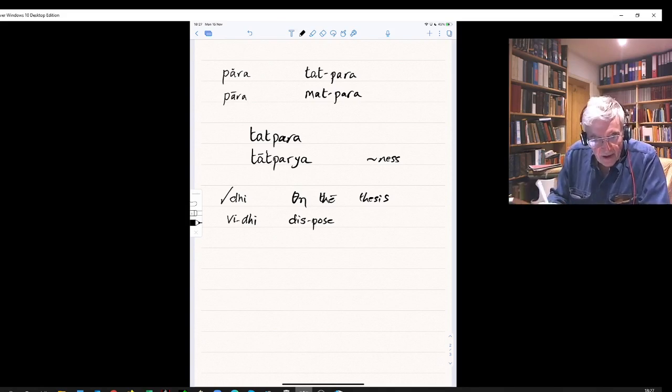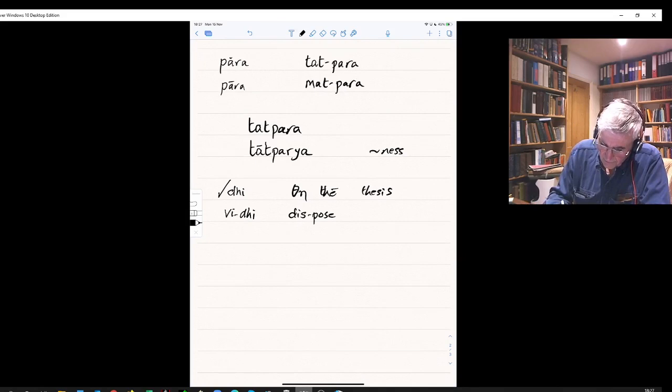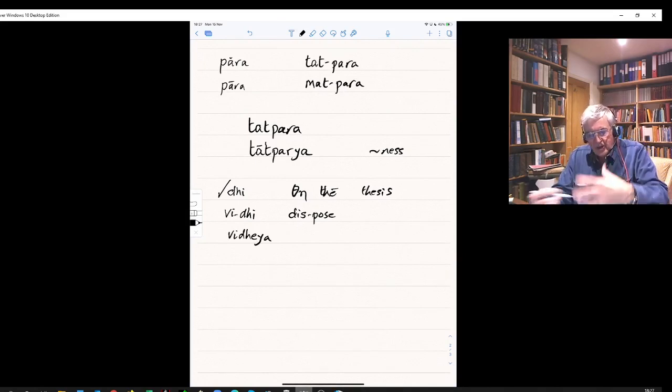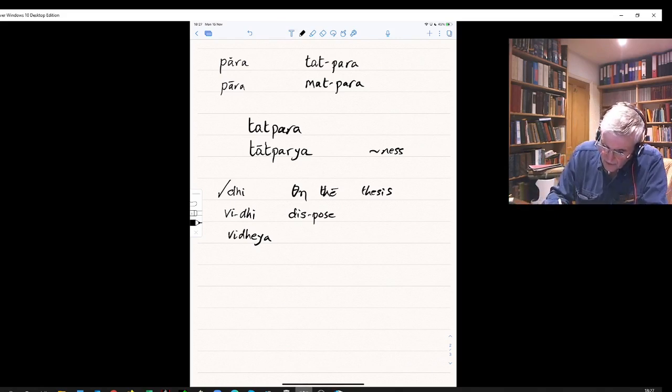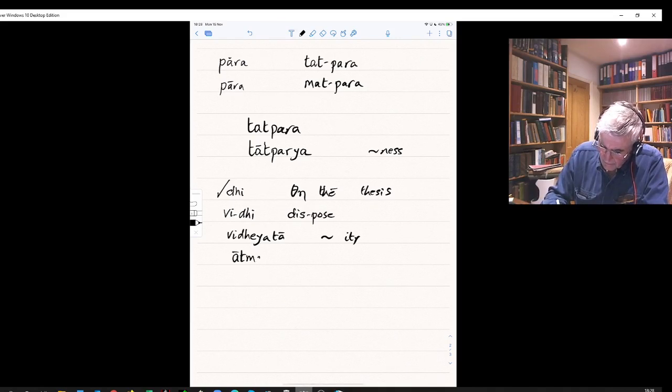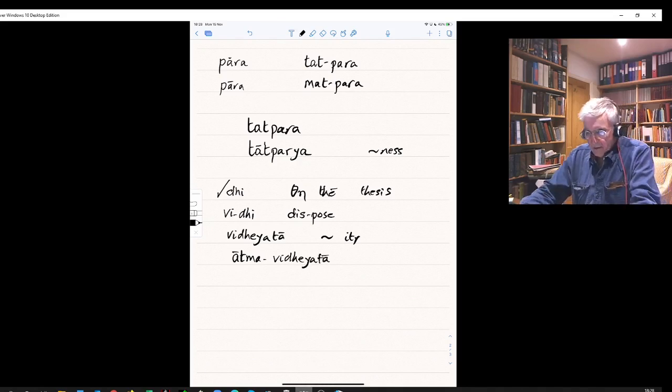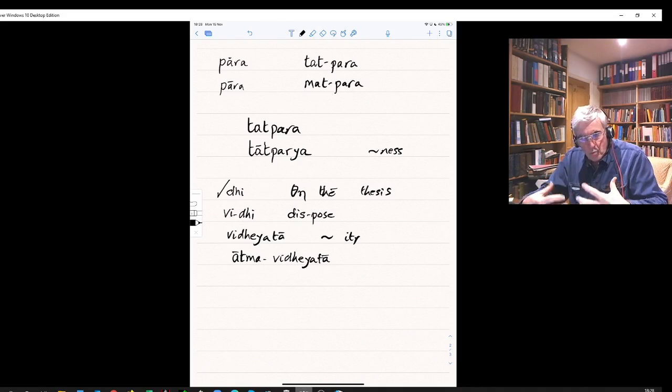You can make a passive participle or potential participle by adding ya. So, with guna, vidheya means disposable, capable of being disposed, capable of being arranged. And you can make an abstract noun by vidheyata. The ending ta is like the abstract ending, iti. So atmavidheyata means self-disposability, meaning like malleability, workability.